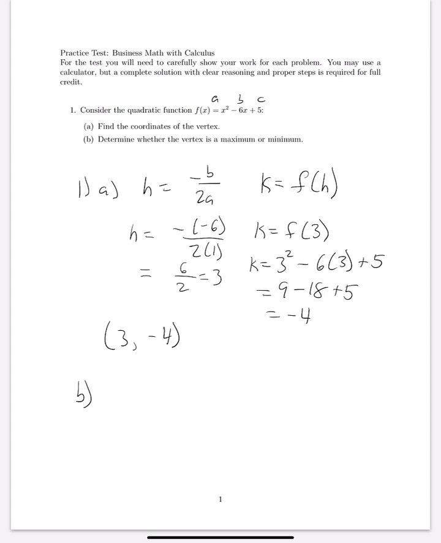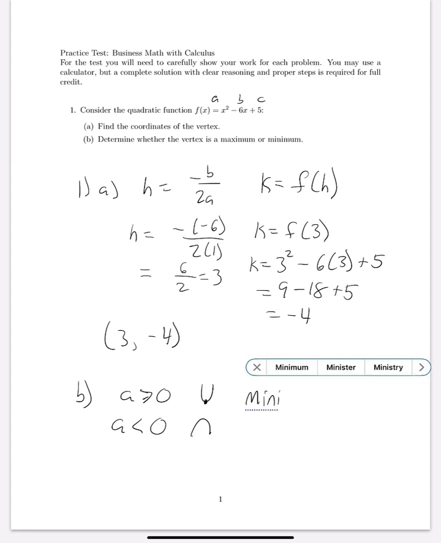Then to decide if this vertex represents a maximum or a minimum, just remember that if a is greater than 0, if a is positive, then we have something that is concave up, or it opens up. And then if a is less than 0, we have something that is concave down, right? Well, here our a was 1, so it's greater than 0, so it will be at the bottom. So we do have a minimum here.